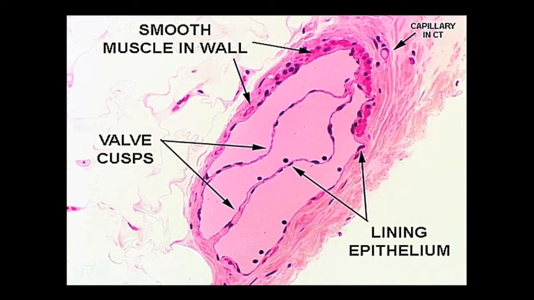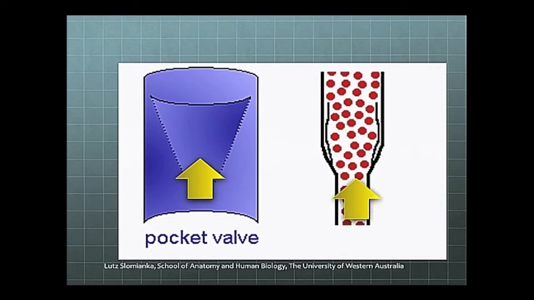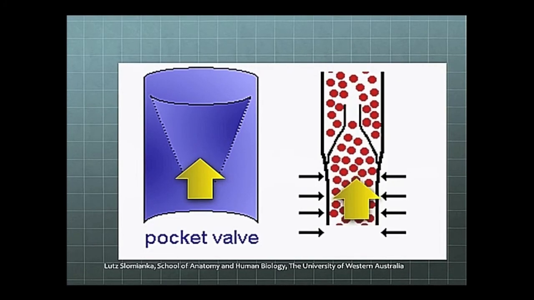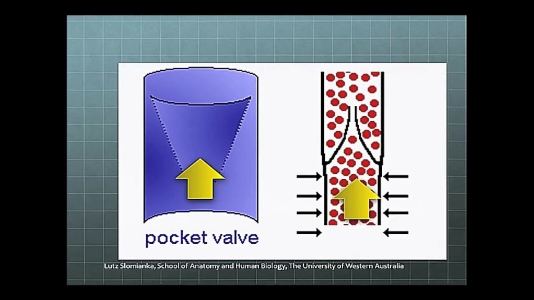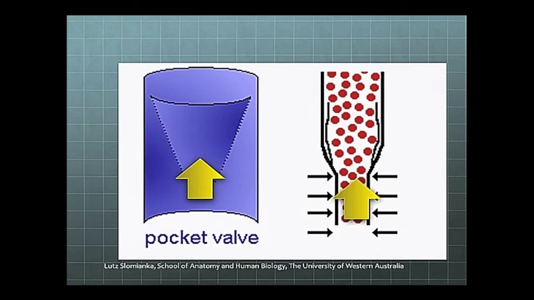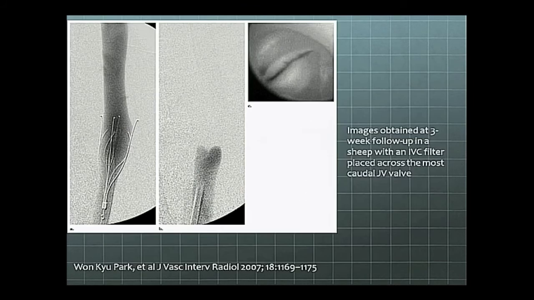The valve leaflets are usually very fine, thin structures. They're epithelial lined on both sides. A valve should keep flow going in one direction and prevent it from coming back. This is a two-dimensional look, but in three dimensions it's kind of like a pocket, and the flow should go in one direction. When it hits the pocket, it expands and the edges coapt.